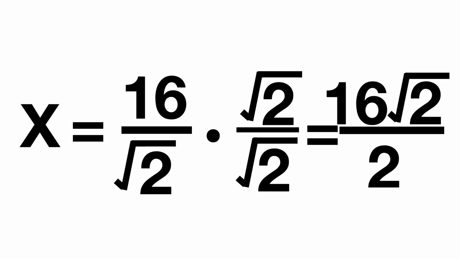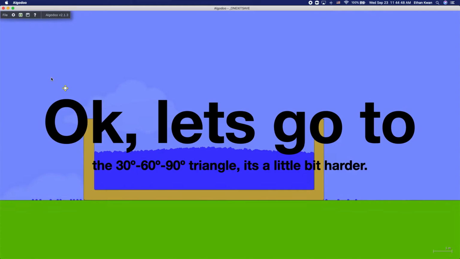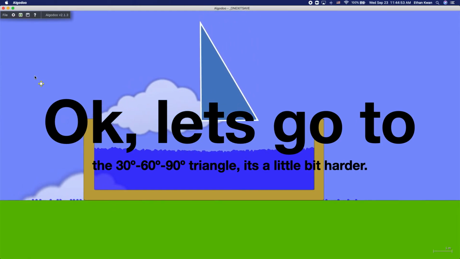Okay, so good job. You've just done your first ever 45, 45, 90 triangle problem. Okay, so let's go to the 30, 60, 90 triangle. It's a little bit harder, but I'm pretty sure you'll understand what it is.